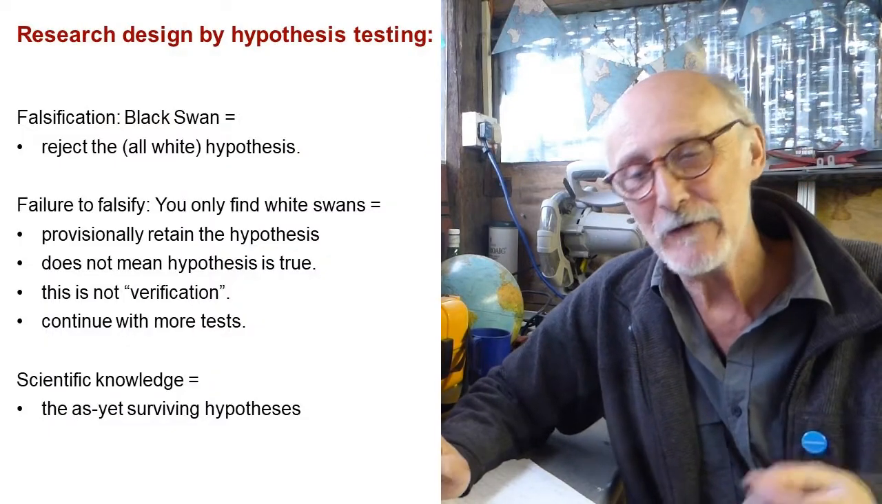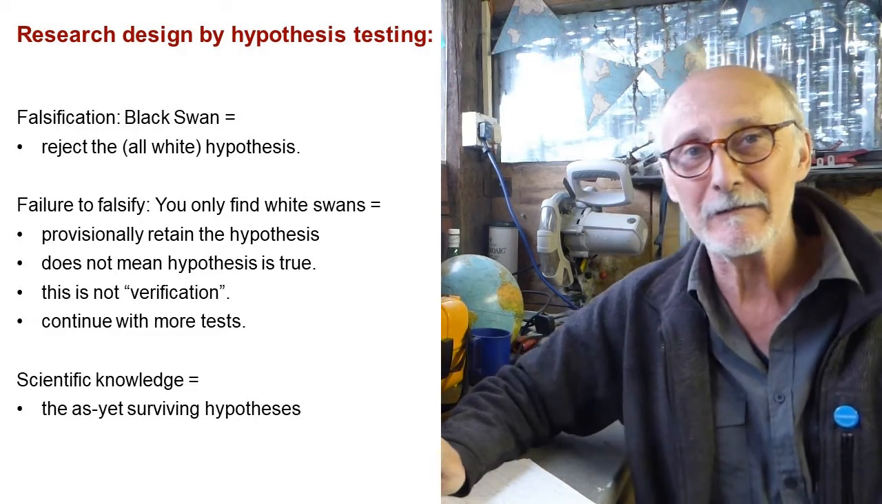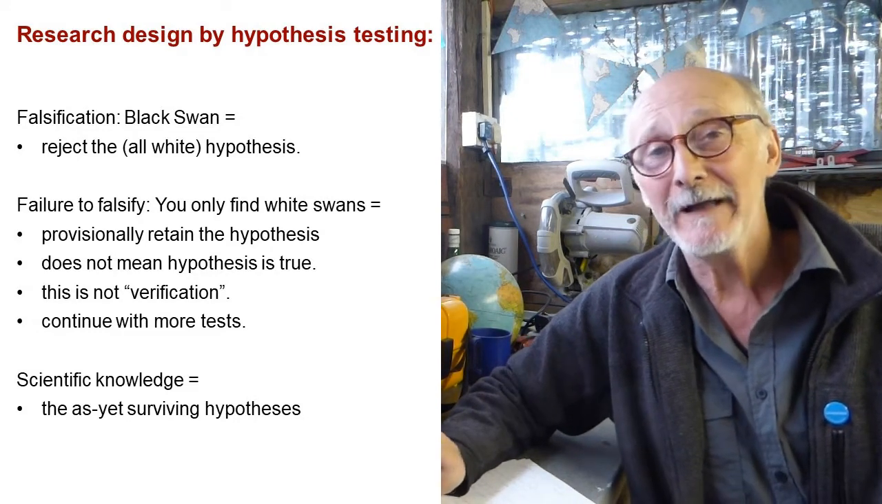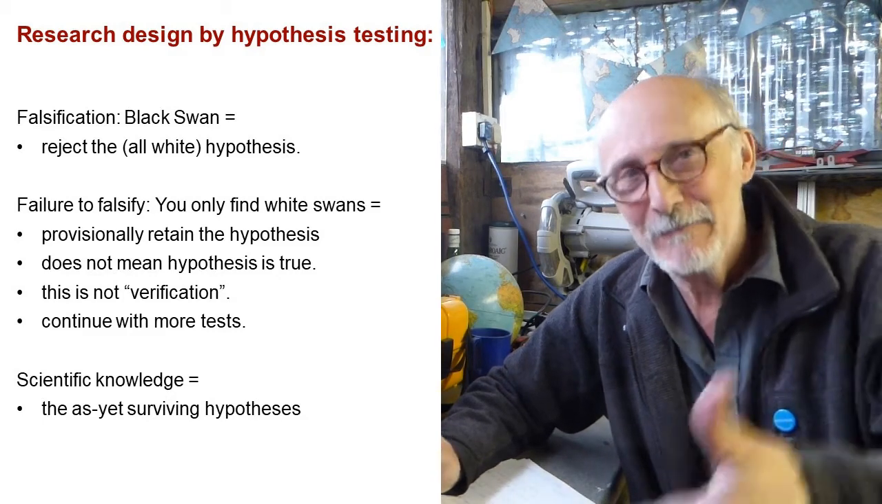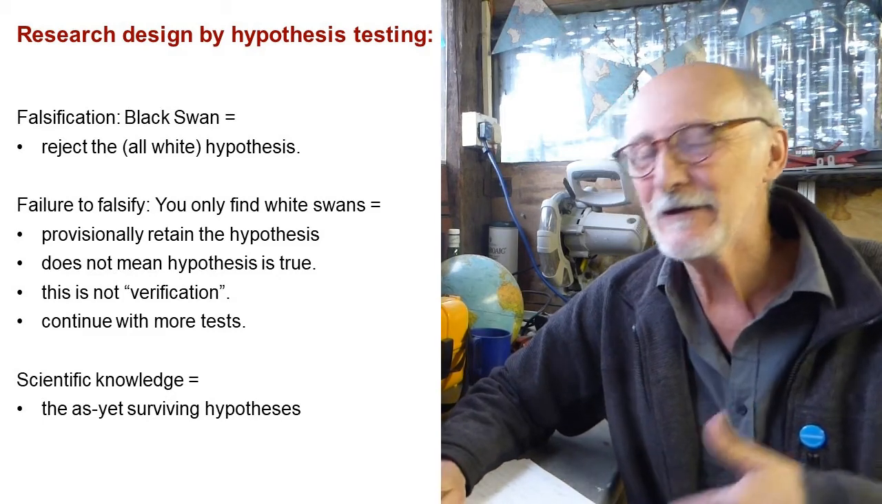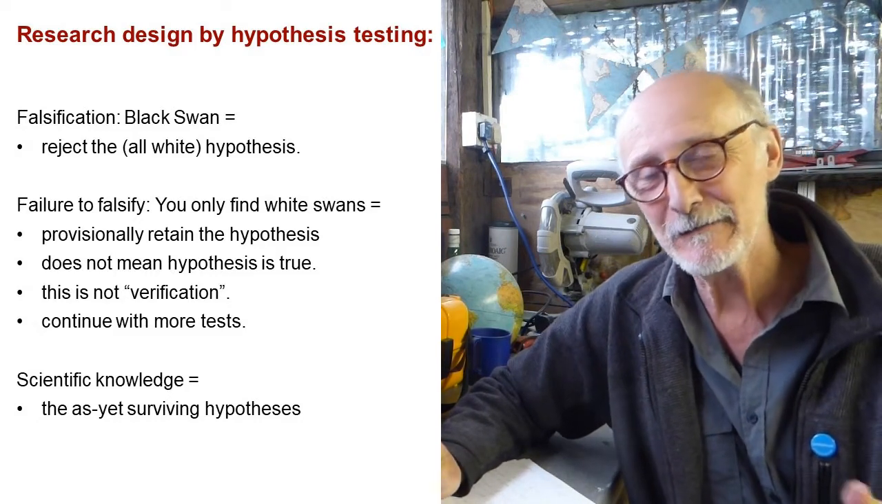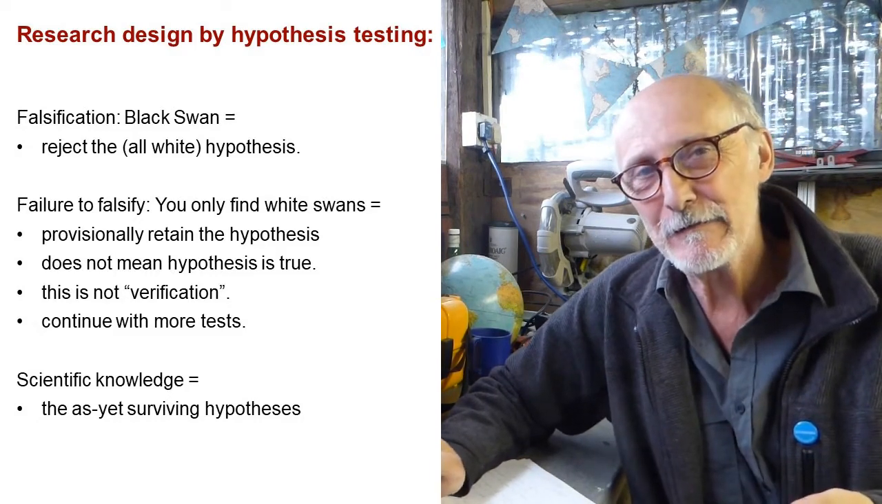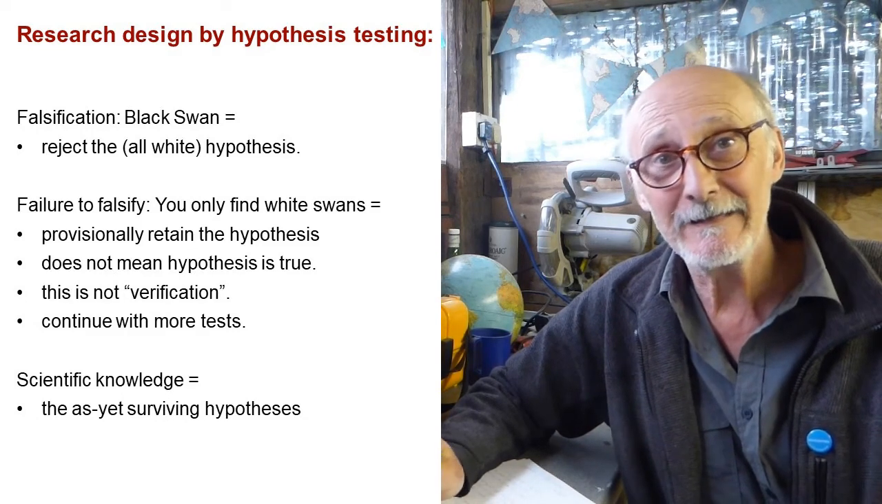So what do you do if you seem to be constantly verifying your hypothesis? You just keep finding white swans. Well, of course, if all swans really were white, you would indeed only ever find a white one. It's just that you can never be sure that you've got to the end of your searching. So if you keep finding verificatory evidence, you retain your hypothesis as provisional knowledge. And that's really what scientific knowledge is.